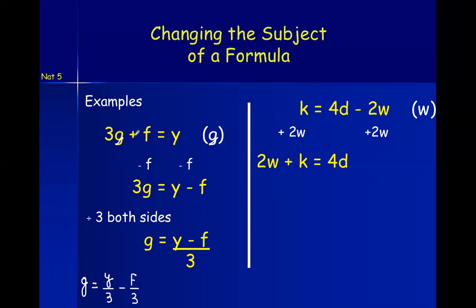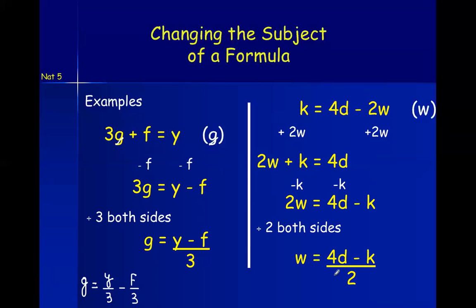Then you're back to that same example that you've got on the left: get rid of the k, which gives me 2w equal 4d minus k, and then divide by 2 on both sides, and you end up with w equal 4d minus k over 2. Okay, so that would be sufficient as an answer.